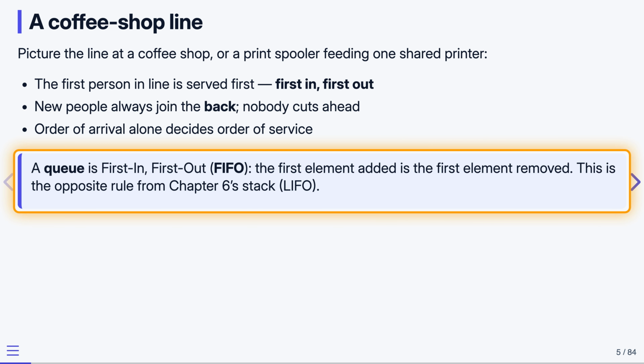So a queue is first in, first out, which we write as FIFO. The first element added is the first element removed. This is the opposite of Chapter 6's stack, which serves the most recent arrival first.